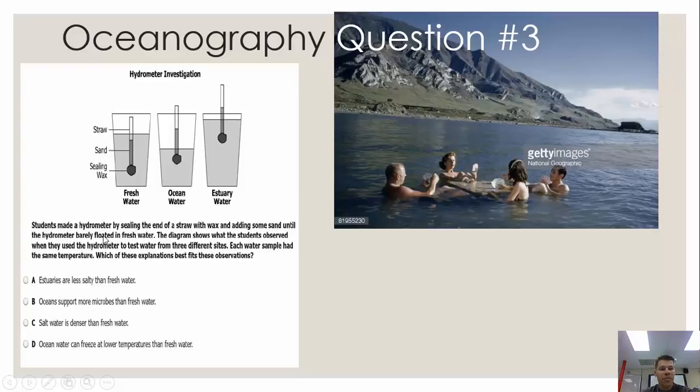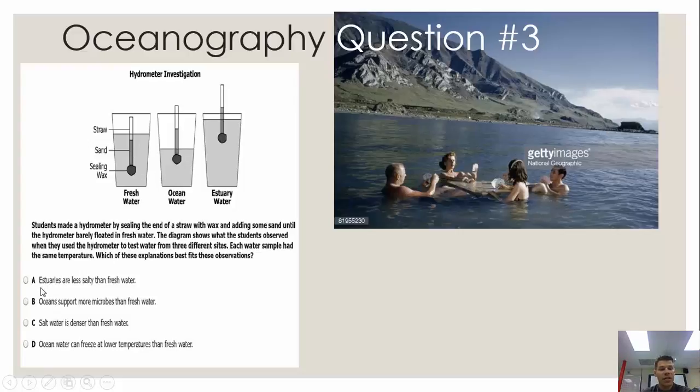Students made a hydrometer by sealing the end of a straw with wax and adding some sand until the hydrometer barely floated in fresh water. The diagram shows what the students observed when they used the hydrometer to test 3 different sites. Each water sample had the same temperature. Which of these explanations best fits these observations? So why did we get this reaction like we did? That's because the ocean water is very salty. The estuary water is a combination of salty water and non-salty fresh water.